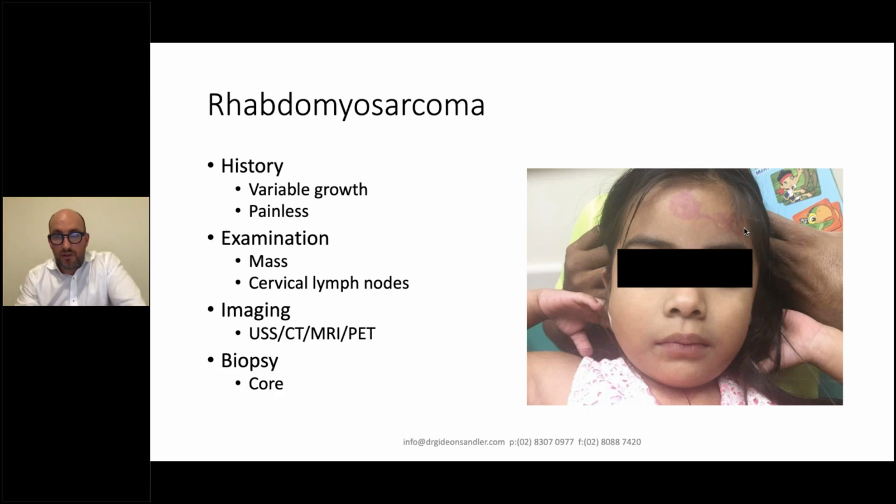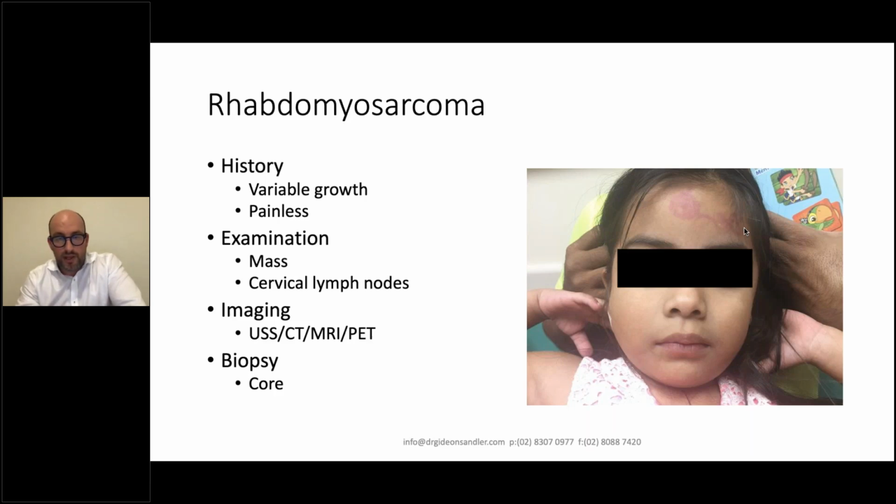This is a story of a little girl who presented with a right-sided parotid mass. It had grown over the preceding 2 or 3 months. It was associated with some cervical lymphadenopathy. We did an ultrasound and found the mass in the right parotid, in the right masseter, which is the muscle underlying the parotid. We went on and did an MRI to define the lesion more closely, and I'll show you the picture of that.